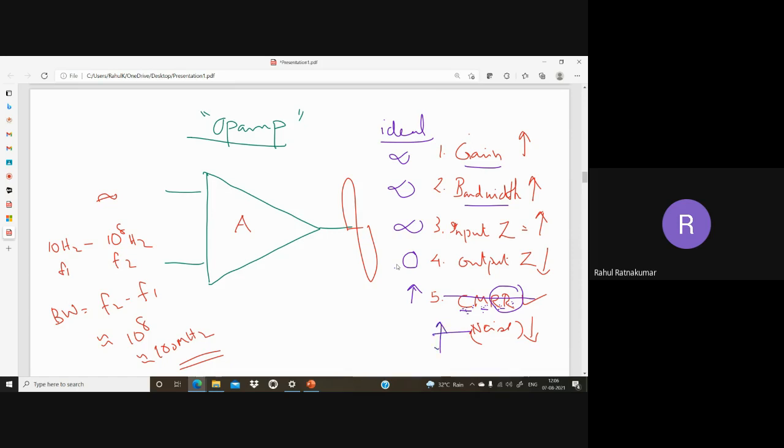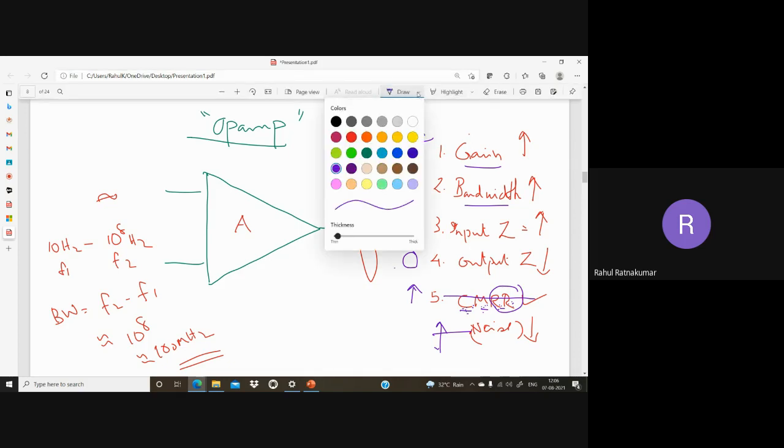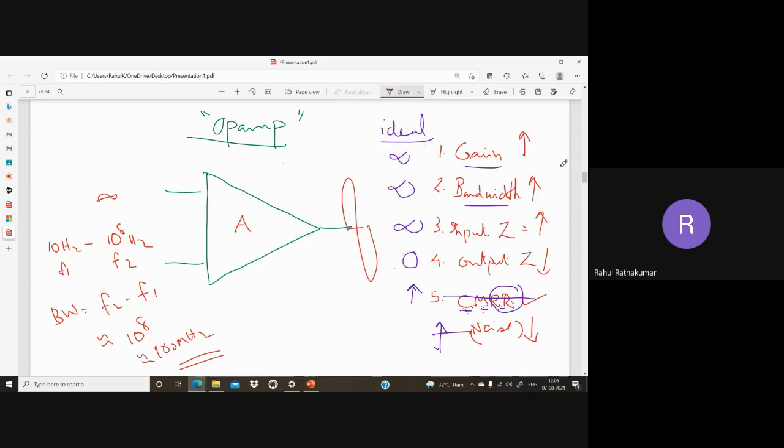So these are the ideal factors, and practically let's see what the practical values of these things are in a common op amp. In a common op amp, gain will be very high, around 10 raised to 6 to 10 raised to 8. This will be a very good gain. Bandwidth also should be very high, even 10 raised to 8 hertz, in that range. Very high bandwidth also.